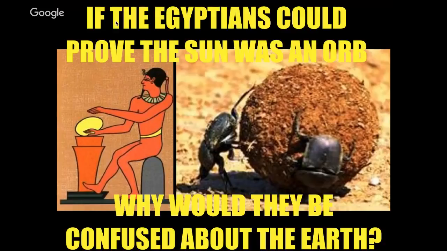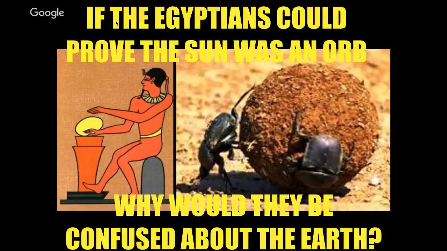When you look at Khepera, you see that the scarab beetle, they roll a perfect orb. So if the Egyptians knew that the sun was an orb, why would they be confused about the earth? Okay? And so that's very key when you're discussing the creator deities of ancient Egypt, they're always connected to the cosmic egg.